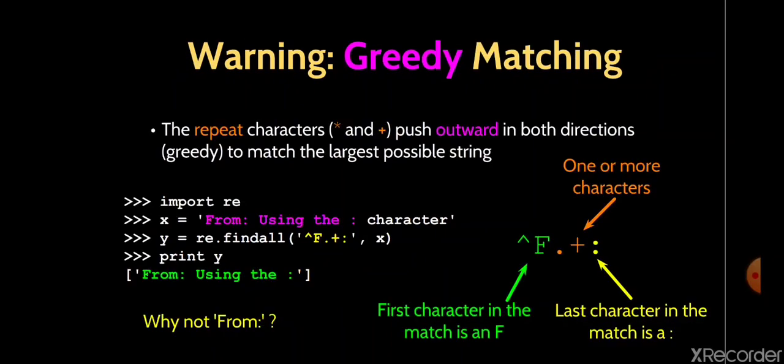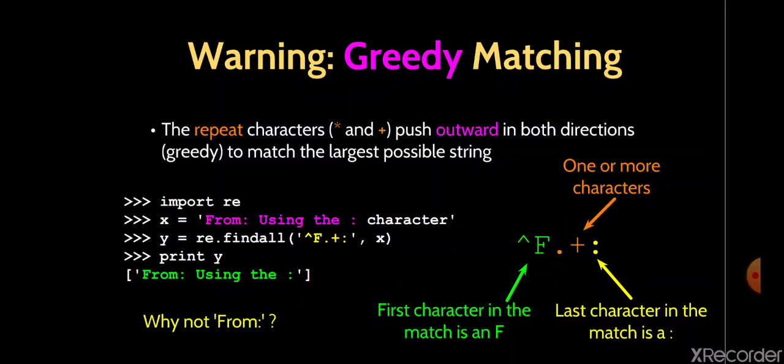Then we have another example here. We will show what is greedy and non-greedy. Import re, and x has a line of string, that is: From: using the colon character. In this line we have two colons, and then I will write a findall with a pattern. The pattern is very important. Cap F means the beginning of the line should start with the character capital F, followed by dot plus. Dot plus means one or more characters until you find a colon.